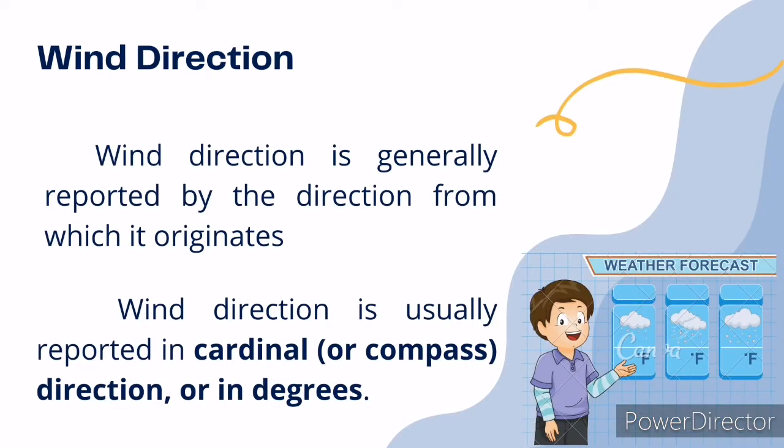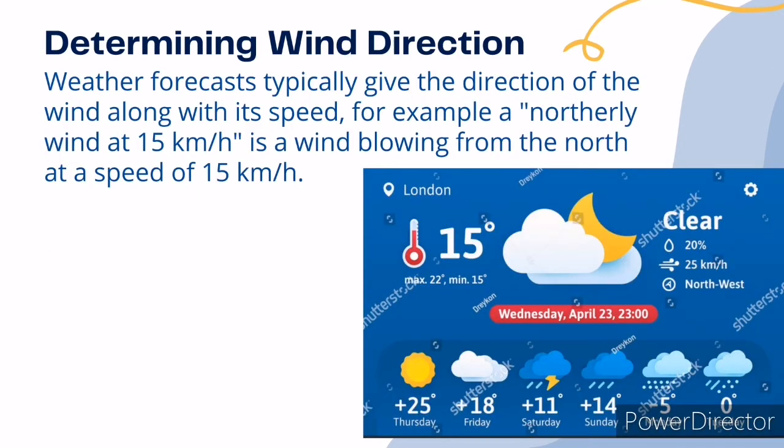Next to discuss is the wind direction. Wind direction is generally reported by the direction from which it originates. It is usually reported in cardinal or compass direction or in degrees. Wind direction also describes the direction on a compass from which the wind emanates, for instance, from the north or from the west. How to determine wind direction?